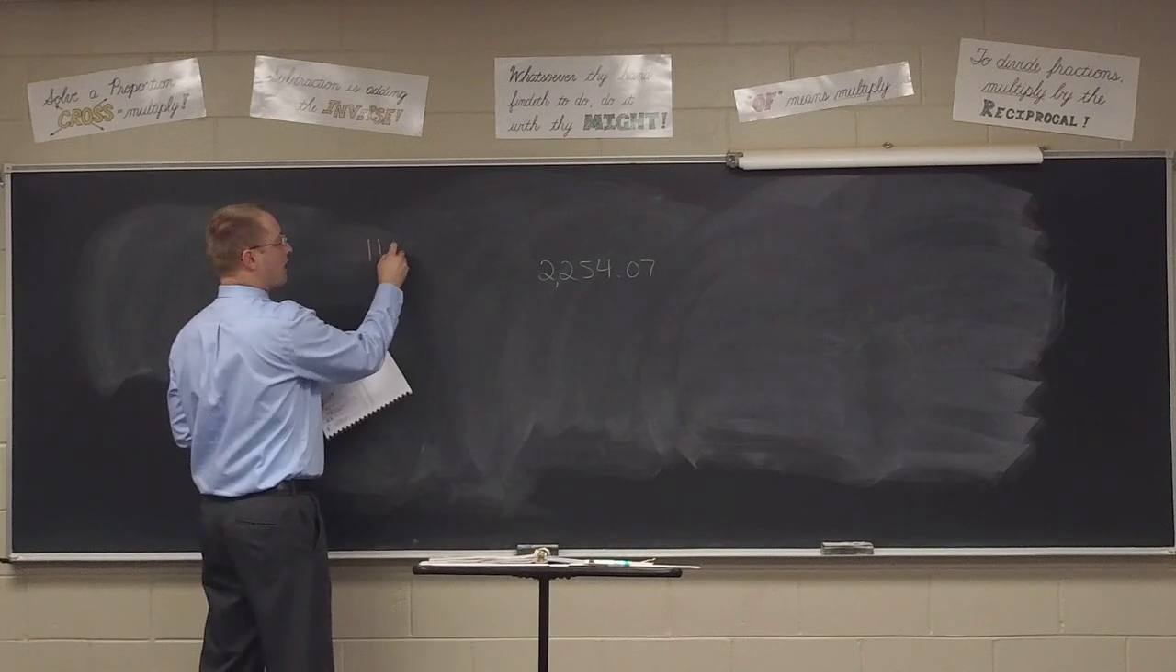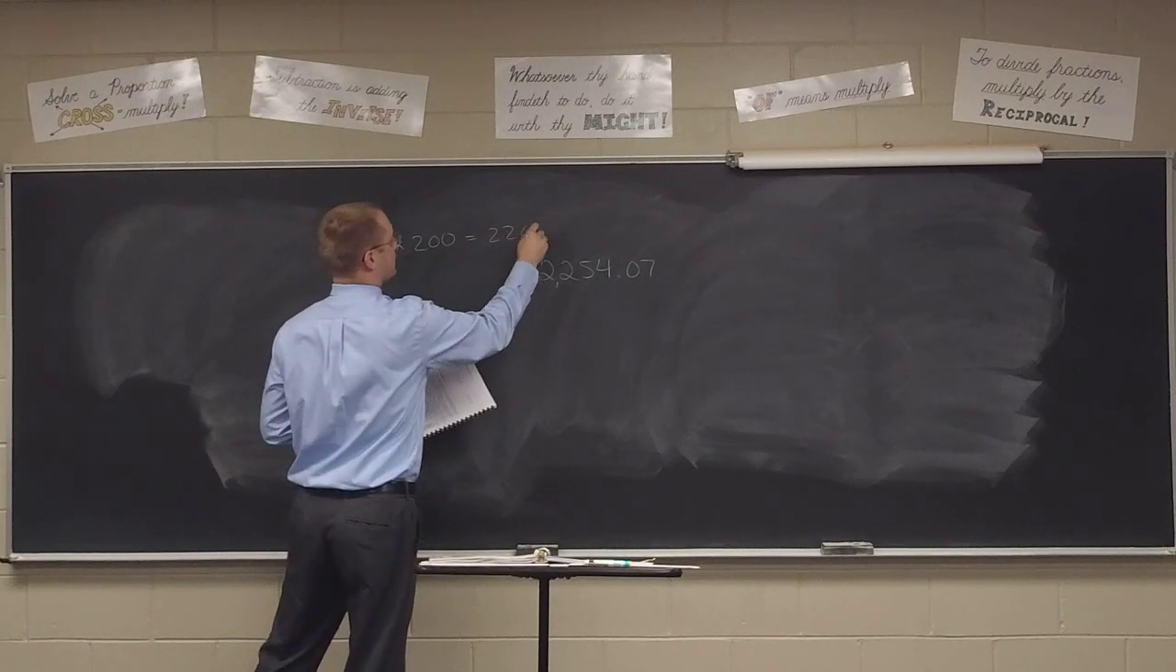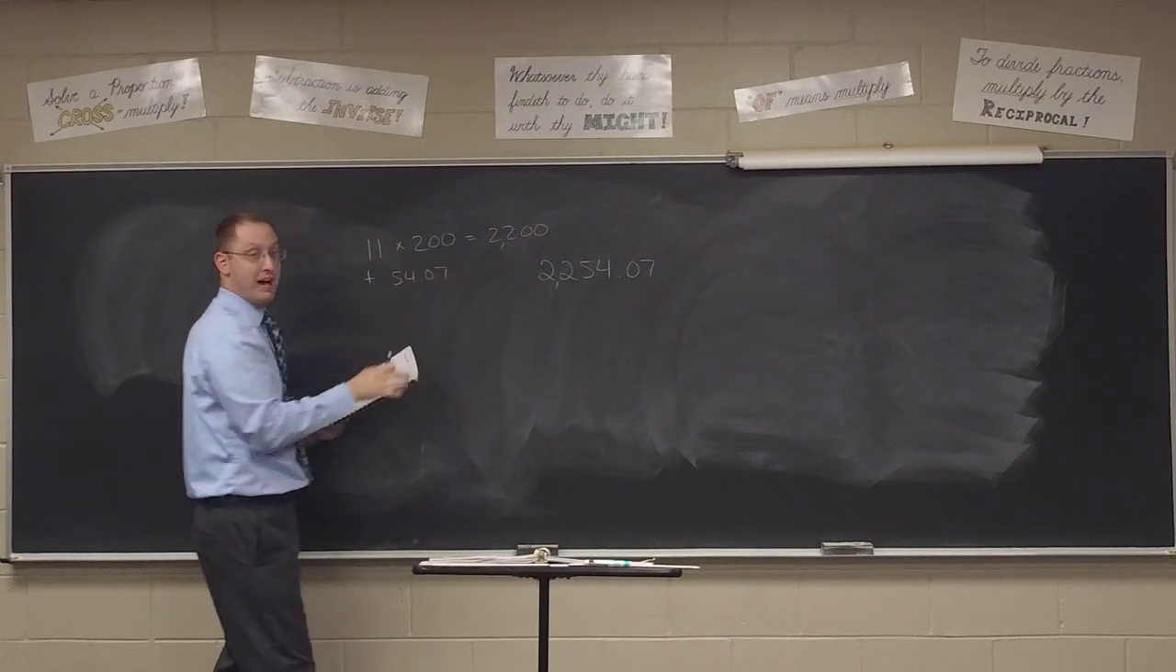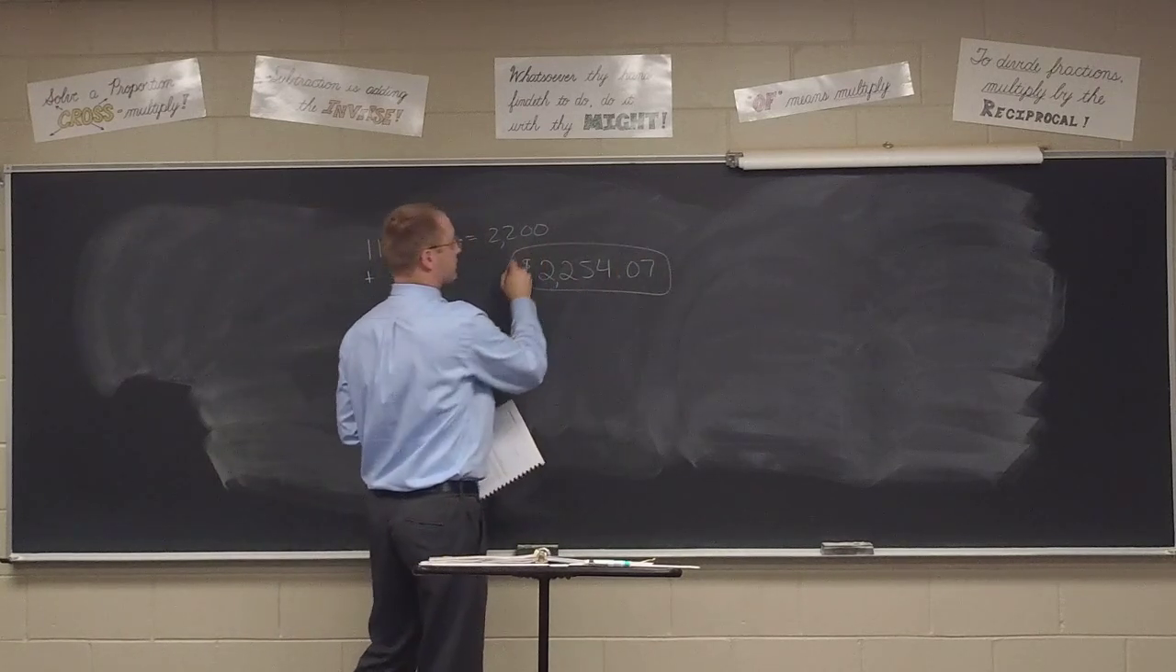10, 11 months of $200 each, which is $2,200. Plus, he had a month that was $54.07, right? His final month of payments was very small. So that's the quick, easy way to get his total payment.